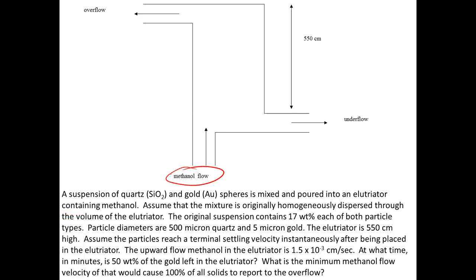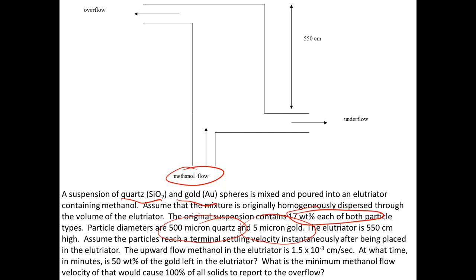We have an upward flow of methanol instead of the traditional water, so that will influence the system, because we have a different viscosity and a different density for methanol than we do water, so we'll need to make sure we account for that. We're given that there's 17 weight percent of each particle type, and that there are two particle types, quartz and gold. The quartz has a diameter of 500 microns, which is quite large. Gold has a diameter of 5 microns, which is quite small.